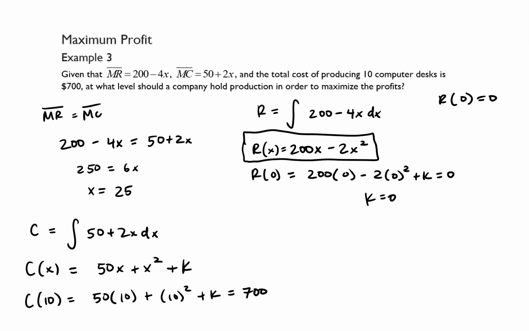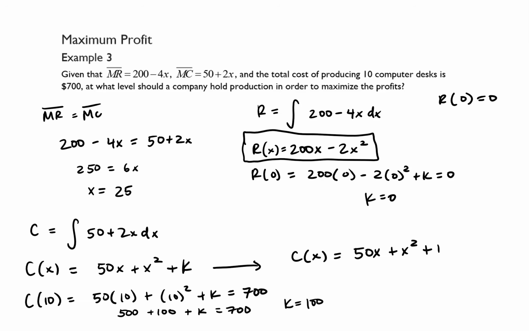50 times 10 is 500. 10 times 10 is 100. And 600 plus k equals 700. That implies that k is equal to 100. So then our cost function is going to equal 50x plus x squared plus 100.